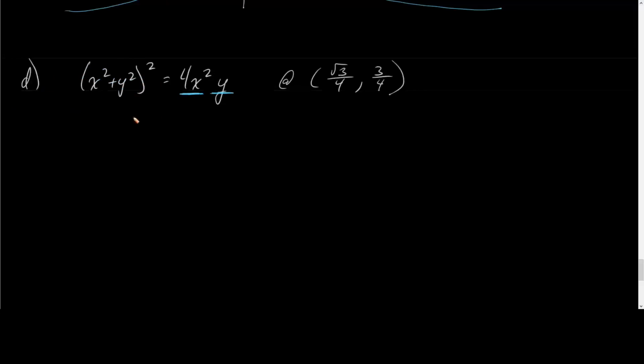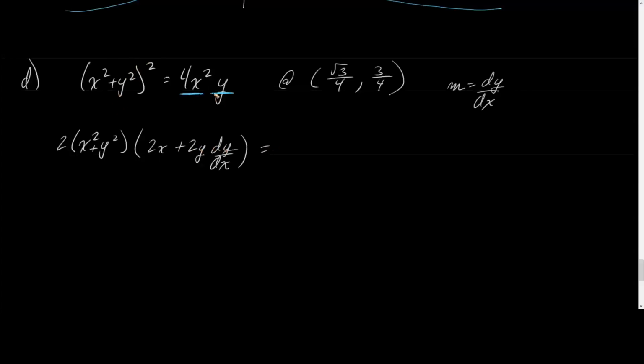Taking the derivative now, all right? And again, we need the derivative because we need the slope. And the slope is given by dy dx, right? So taking the derivative, I end up with 2 times x squared plus y squared times the derivative of the inside, 2x plus 2y dy dx. Notice I multiplied by dy dx because I took the derivative of y.